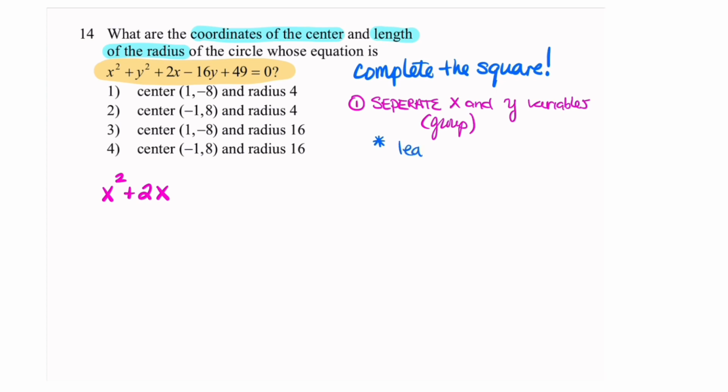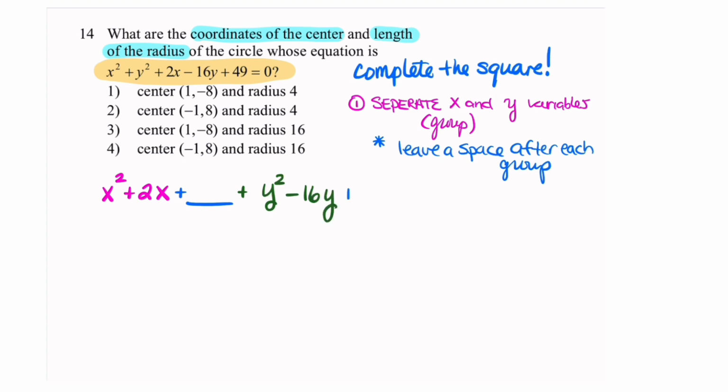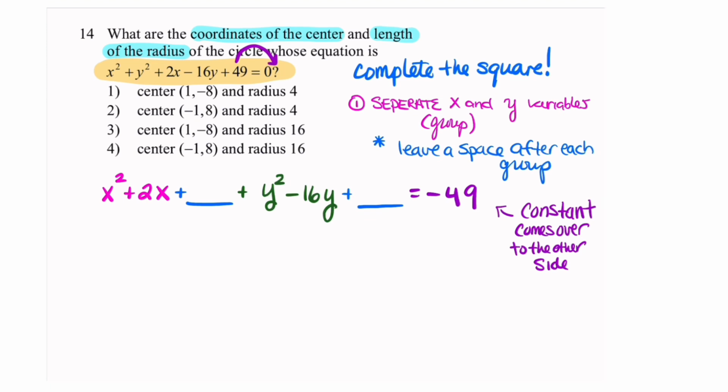So one thing we also want to do is leave a little space after our grouping to add a number. So here I have x squared plus 2x, and I'm going to leave a little space to add a number. Then grouping the y's, I get y squared minus 16y, leaving a space for a number. And then finally, I'm going to bring that constant number 49 to the other side of the equation. Here I subtract it to the other side of the equation. Alright, so we move that constant to the other side. That's the first setup for completing the square.